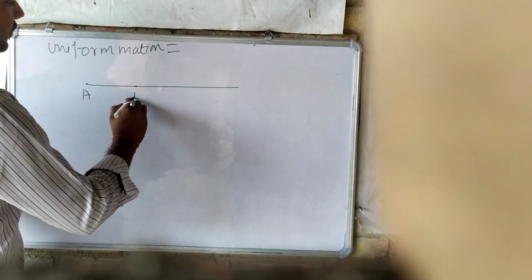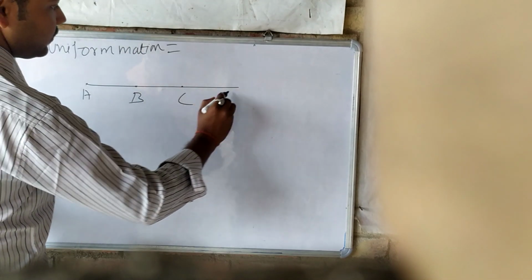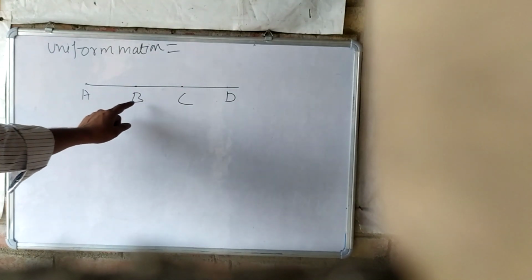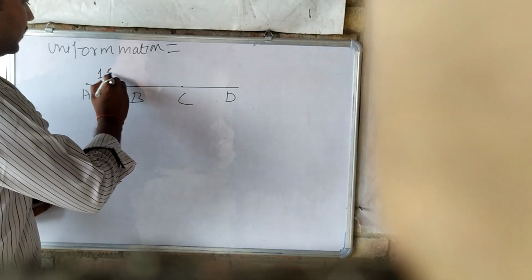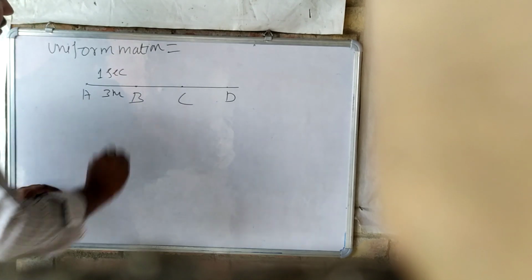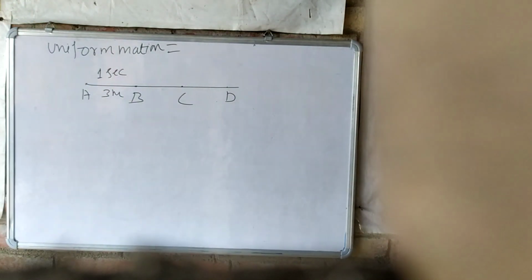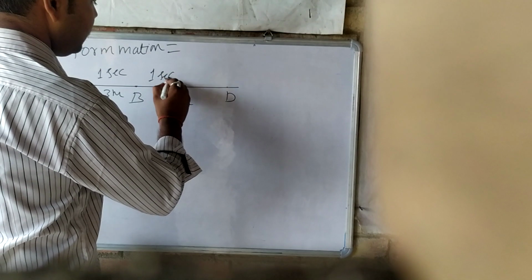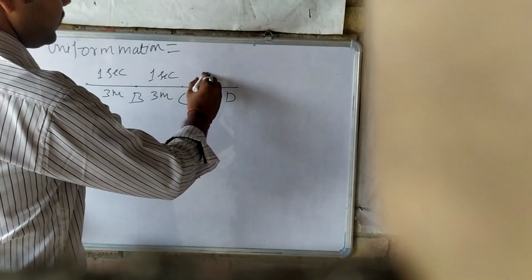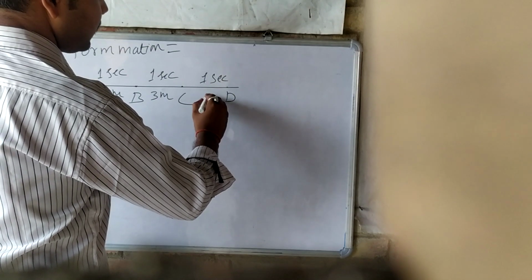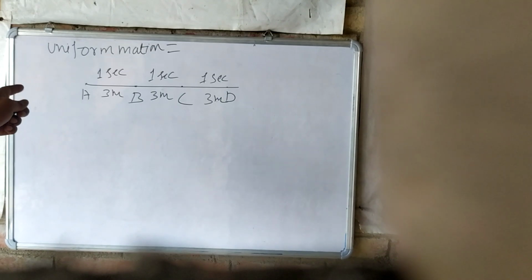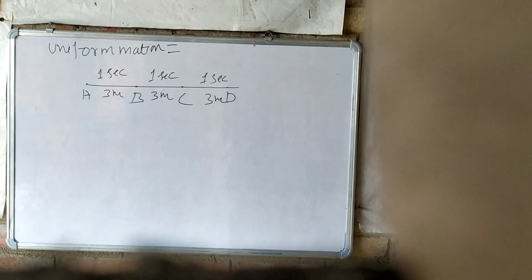this is point A, this is point B, this is point C, this is point D. We are covering a distance from A to B in 1 second, 3 meters distance. Then again from B to C, in 1 second we will cover the same 3 meters distance. In 1 second, C to D, we will cover again 3 meters distance. So you can see clearly that in a fixed interval of time we are covering a fixed distance. Then we will say that the motion is a uniform motion.